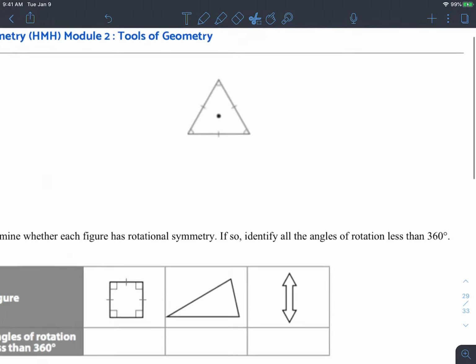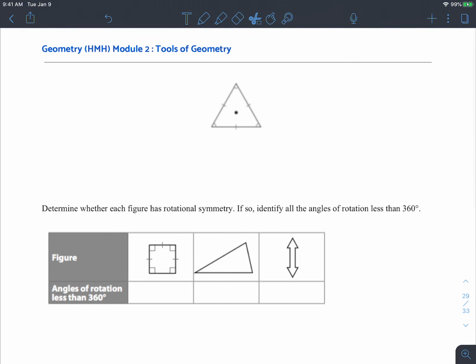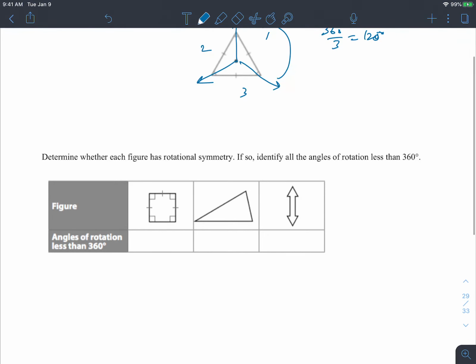So determine the rotational symmetry on this particular shape. And yeah, it's exactly what you think it is. You go this way, and this way. There's 1, 2, 3 of them. So 360 divided by 3 gives you 120. In other words, that rotation is 120 degrees. So the angle of rotational symmetry in this case is 120 degrees. Okay, guys. Why don't you go ahead and try this on your own and pause the video.